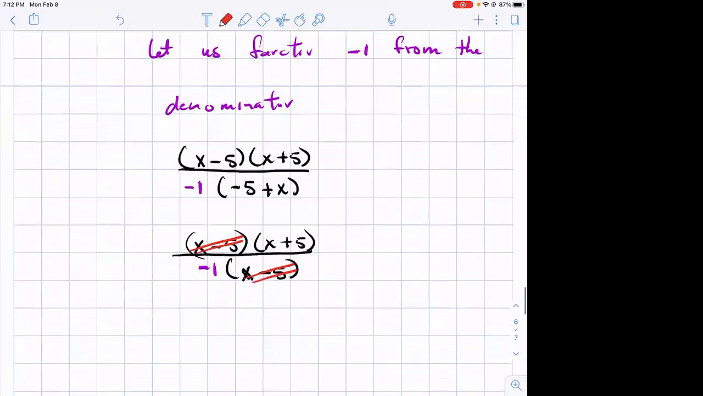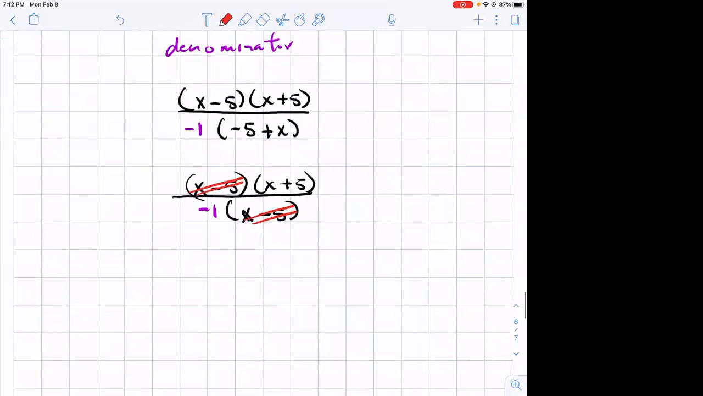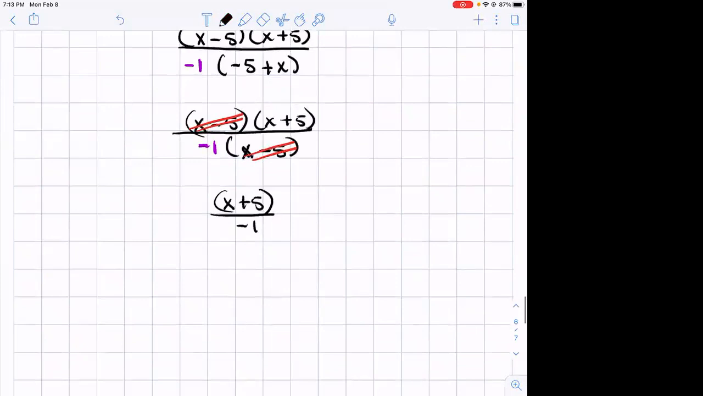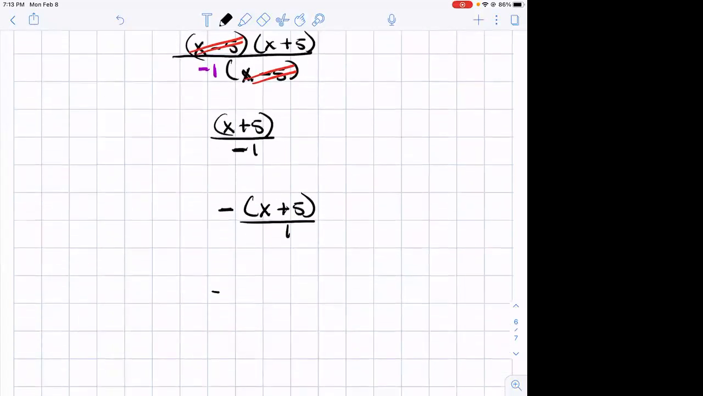And because they're the same, we can reduce them or cancel them, as we say. So that leaves me with x plus 5 divided by negative 1. And we said that we generally don't leave a negative in the denominator. So if I put it in the numerator, it becomes x plus 5 over 1. And we don't have to write it over 1. So finally, we have negative x plus 5 in parentheses, and that's our final result.